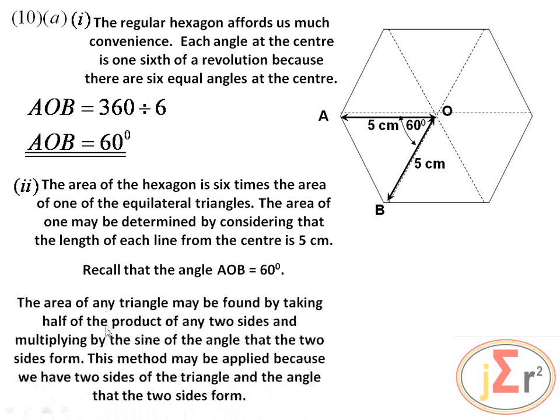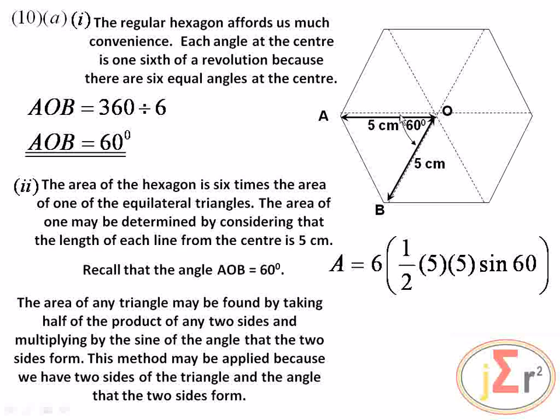What do we do? The area of any triangle may be found by taking half of the product of any two sides, and by also multiplying by the sine of the angle that the two sides form. This method may be applied because we have two sides of the triangle and the angle that the two sides form. So the area of each triangle is what? Half the product of the two sides, 5 times 5, because this side is 5 and this side is 5.